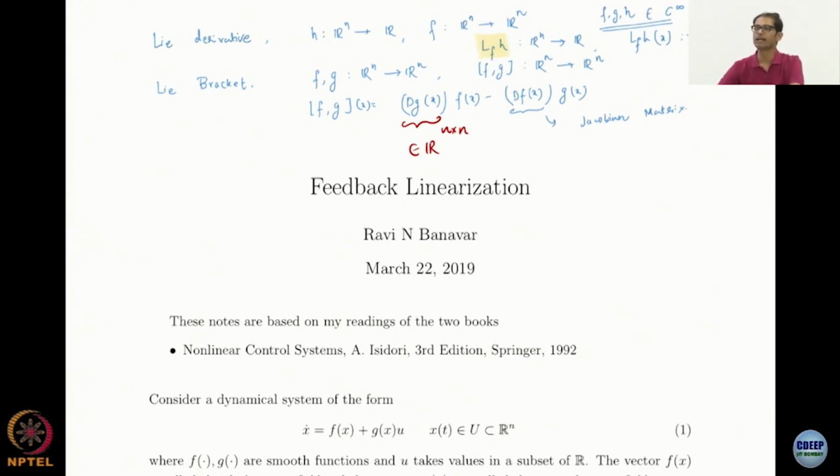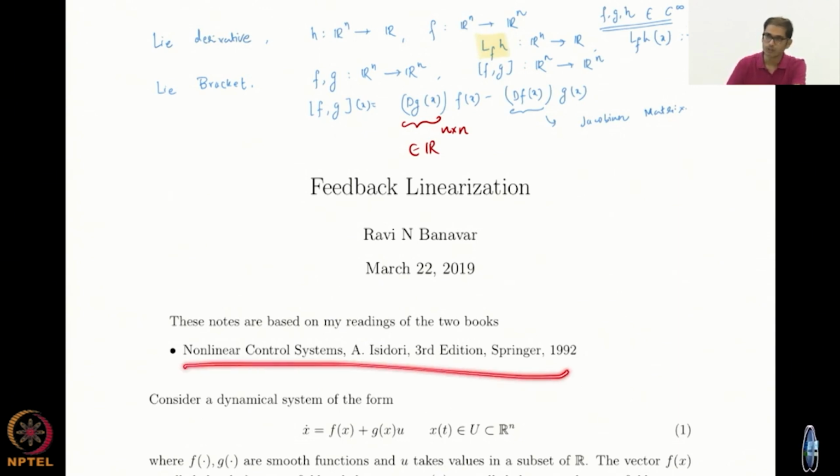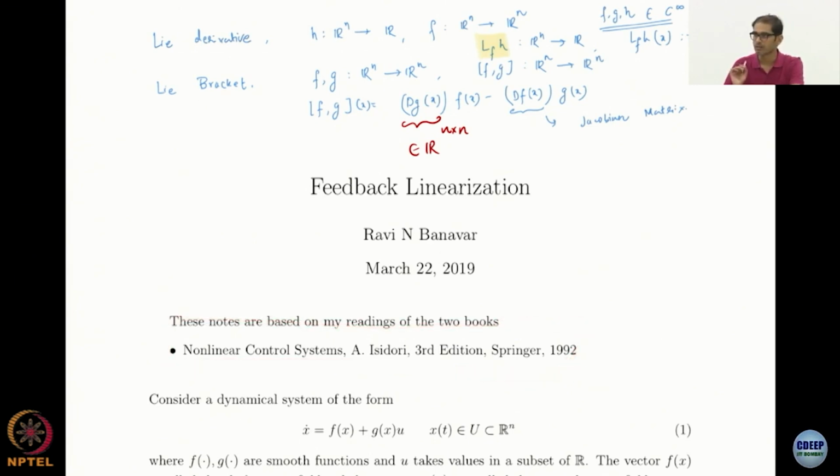Then we have what is called a Lie bracket. This is a bilinear operation, but it's a bracket operation. Again, we are not going into too much detail. You can look at more details if you want. I have taken bits of notes from Ravi, and he has taken it from this book. This is the absolute Bible when it comes to feedback linearization. For this topic, Alberto Isidori's book is the final word. Pretty classical book by now.